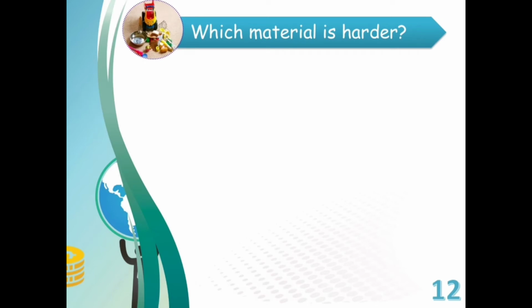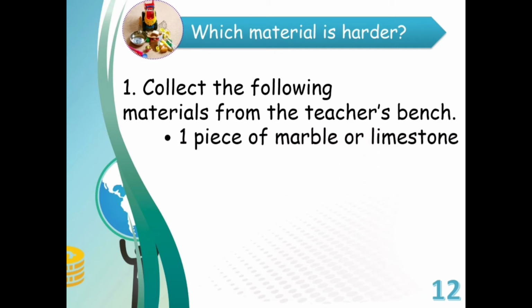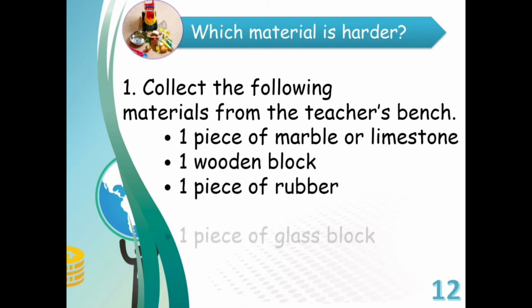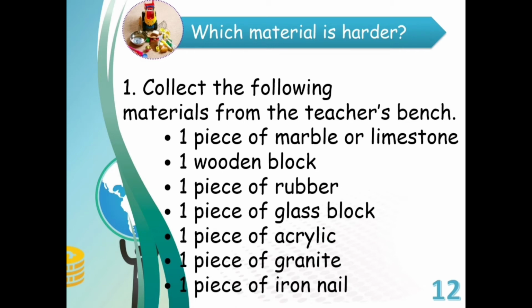Please open your book to page number 12. Which material is hardest? So here are the steps. Step 1, collect the following materials from the teacher's bench. We have 1 piece of marble or limestone, 1 wooden block, 1 piece of rubber, 1 piece of glass block, 1 piece of acrylic, 1 piece of granite, and 1 piece of iron nail.